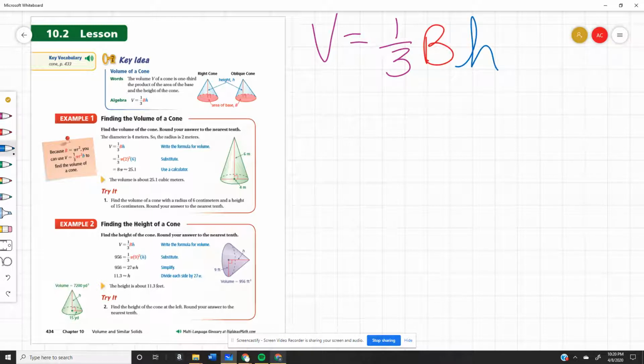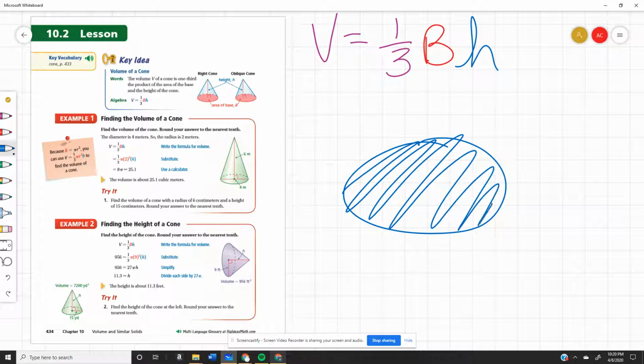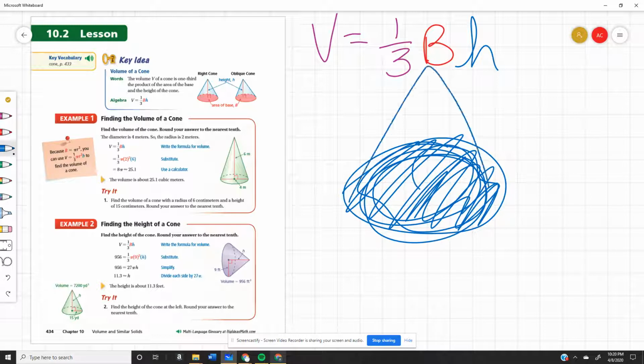And we do area of base because when we're looking for the volume of something, we're going to find how much this area right here, which is the base, how much we can fit in that. We want to know how much can I fit in all of this? And then we multiply it by the height because it keeps going up.